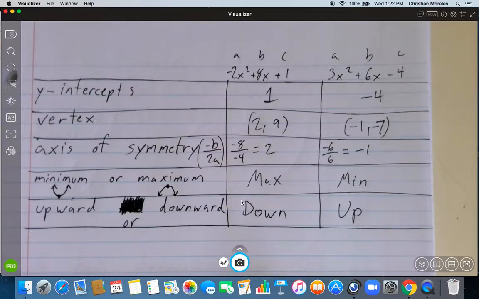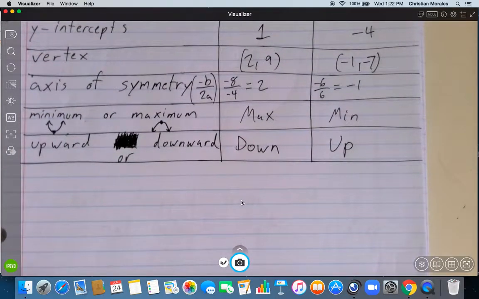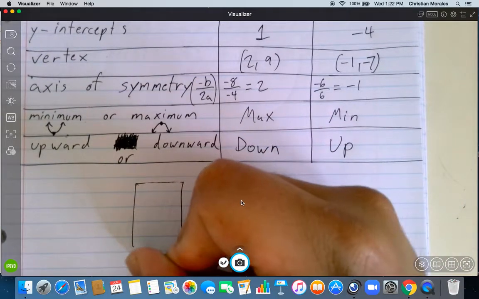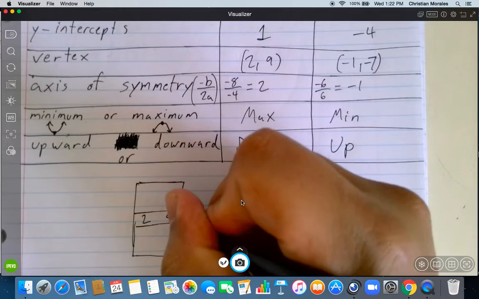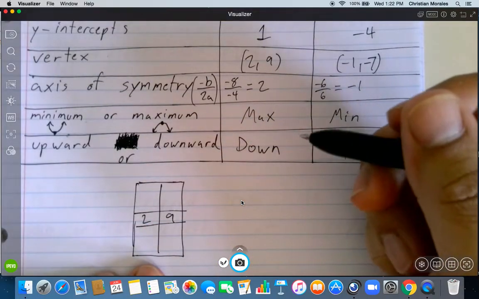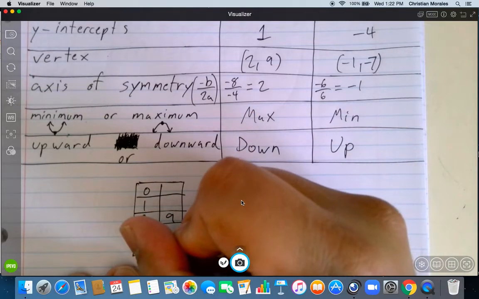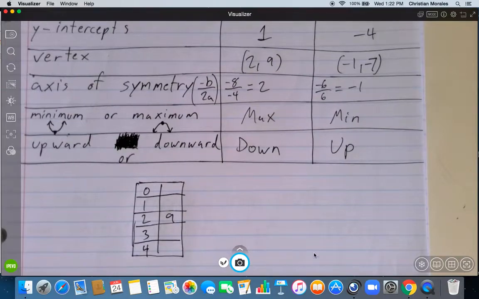The only thing I would say for graphing, guys, if I was going to graph any of these, the next step would be to make my tables. For this table, like I said, I would put 2 and 9 in the middle. 2 and 9. And then I put the numbers around it. 1 and 0. And then 3 and 4. I would use the calculator, like I just showed you.